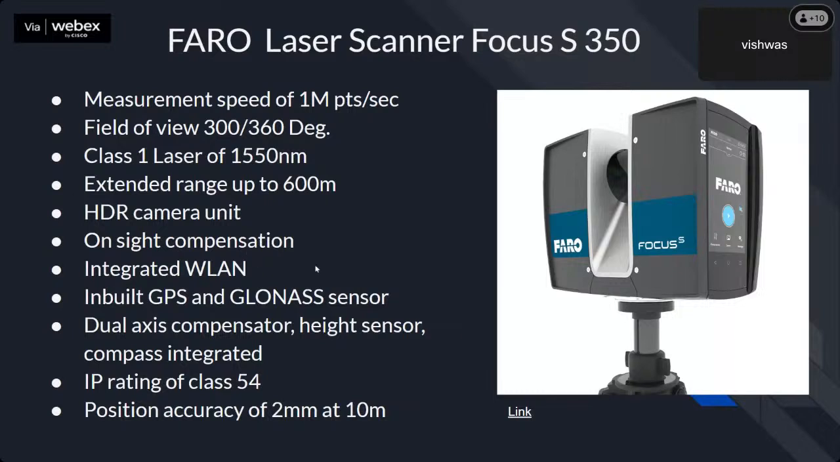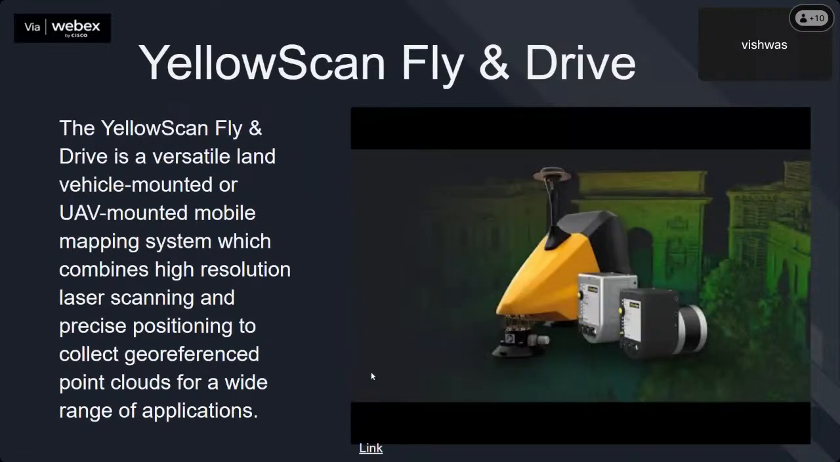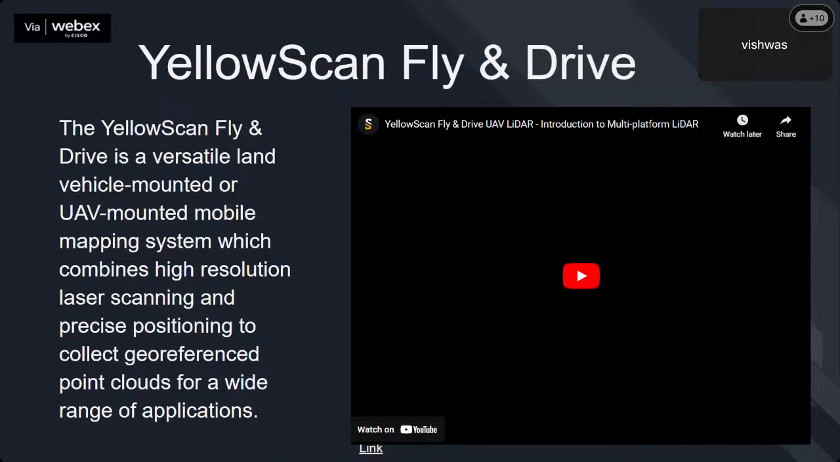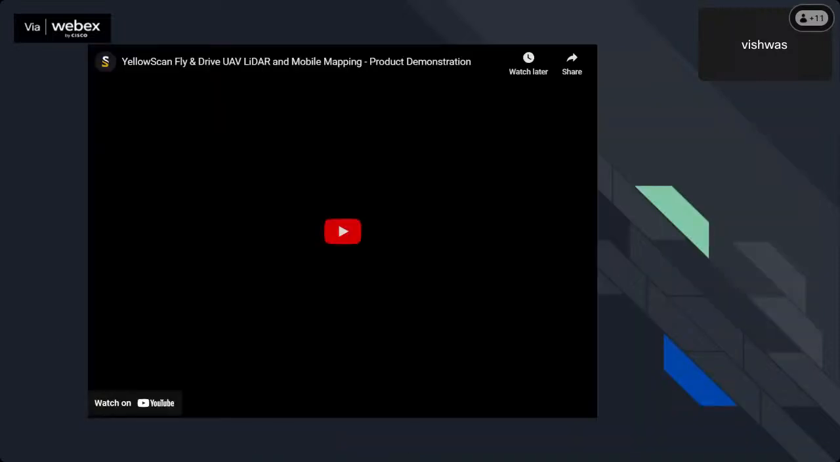On-site compensation will compensate for the tilt generated, all these things on the site itself instead of post-processing it. It has Wi-Fi, so in case the device is fixed to any inaccessible area, or is sent with a robot or something, we can access it through our phone and trigger the scanning process. It has GPS and GLONASS sensors just to find the location where the scan happened. These are general properties, and this is the LO scan fly and drive. I'll showcase both the devices.